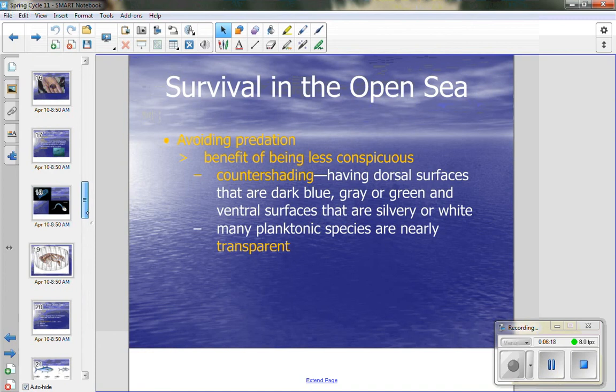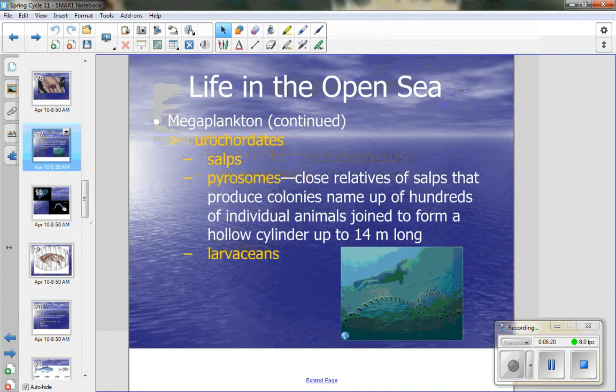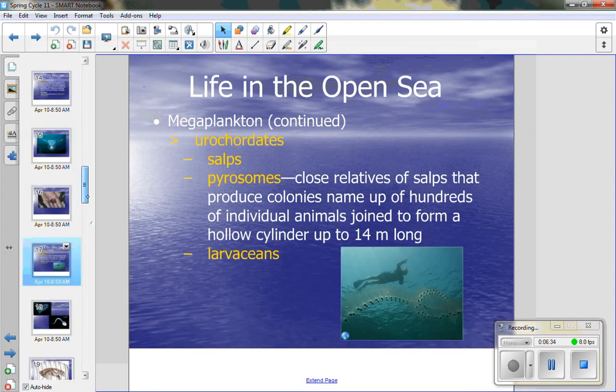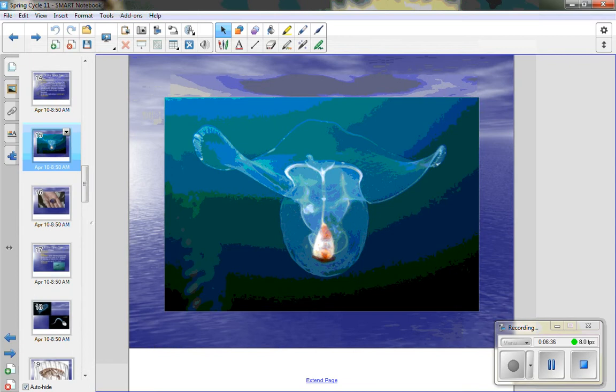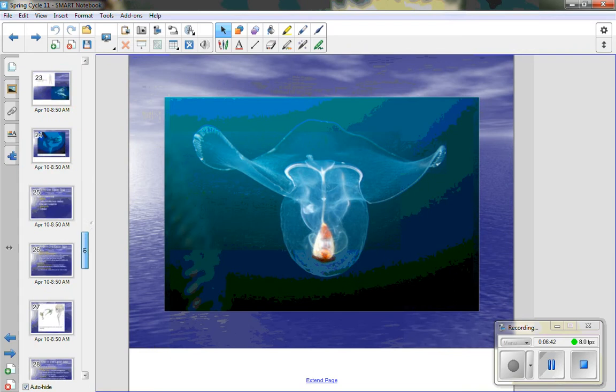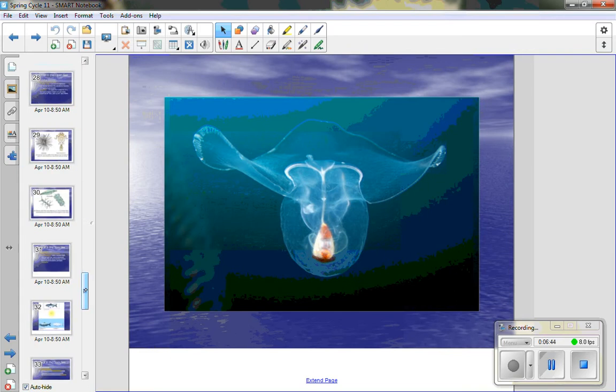So for example, like these salps that we talked about, right? The only part of the salp that you can actually see are these little black dots. That's just the digestive system of them. Their whole body is this barrel-shaped body, but it's see-through, okay? Or like our sea butterfly, right? It's see-through, okay? So they are transparent in order to try and hide from predators.